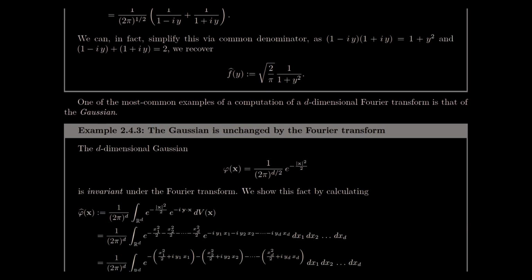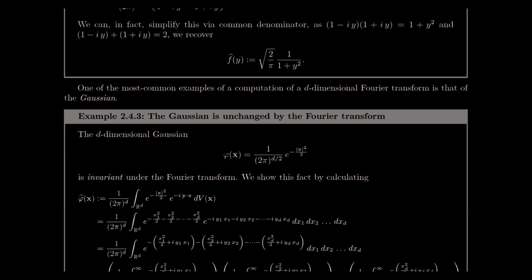I'm then going to introduce the example in d dimensions, which is very important, of probably the most important Fourier transform in the world. This function is the most important Fourier transform in the world. This is known as the Gaussian.